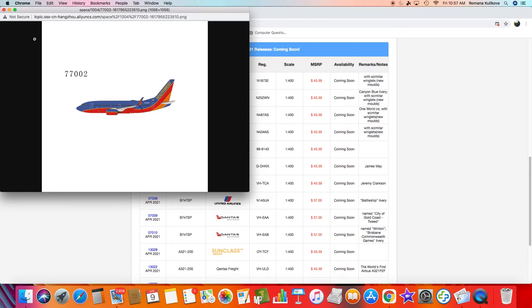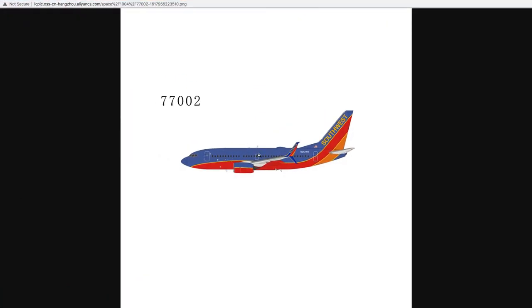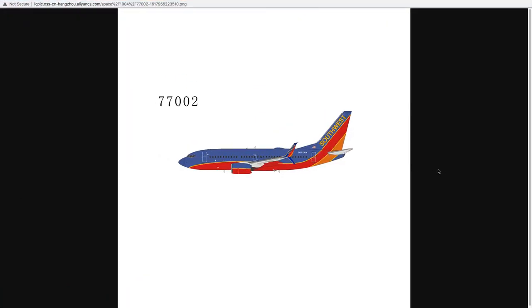Moving on, this one is going to sell like wildfire. I can tell you guys that right now. This is the Southwest 737-700. This is in the Canyon Blue with split scimitars. Nothing really much else to say about it. It looks to be a normal Southwest livery. Registration is N252WN and 252 WN.